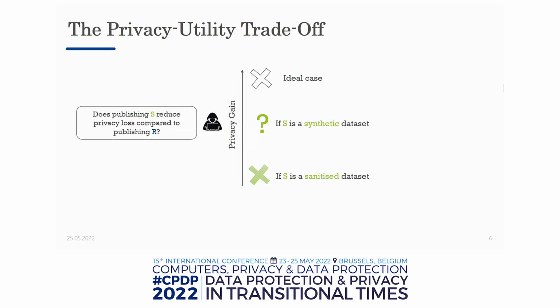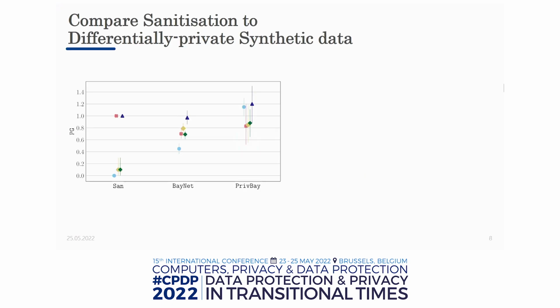And again, the idea here, we said before, we know that if it's a sanitized data set, we have a very small privacy gain, but we don't really know where the privacy gain stands for a synthetic data set. And that is what we tried to evaluate with our work. What we did is compare what sanitization could give with respect to what synthetic data or differentially private synthetic data would give. So here we have a graph, and here I represent the privacy gain.